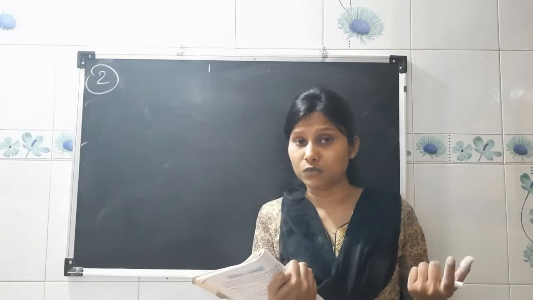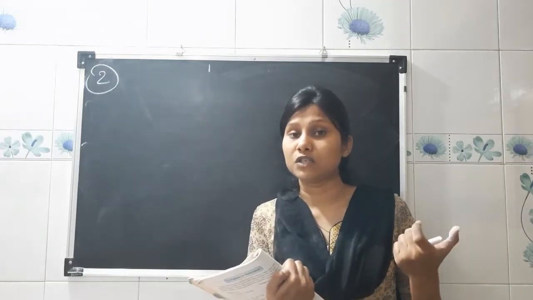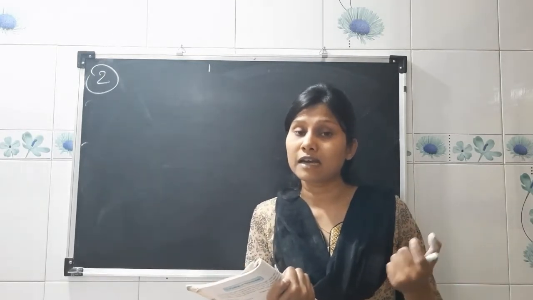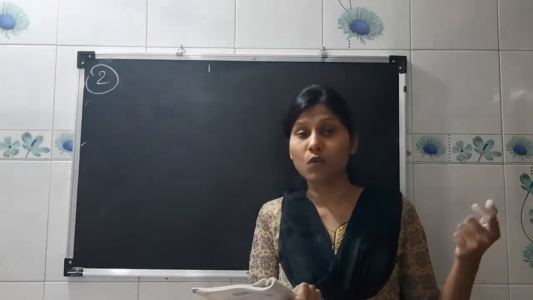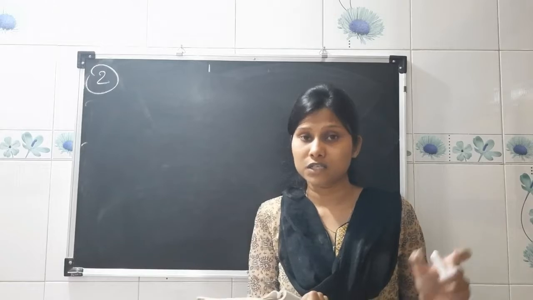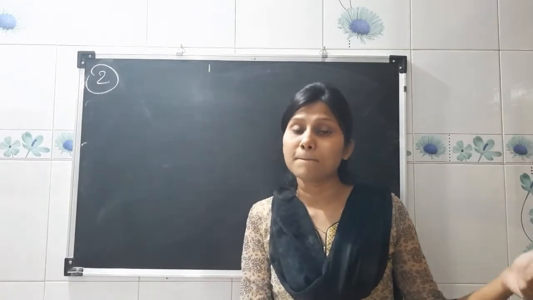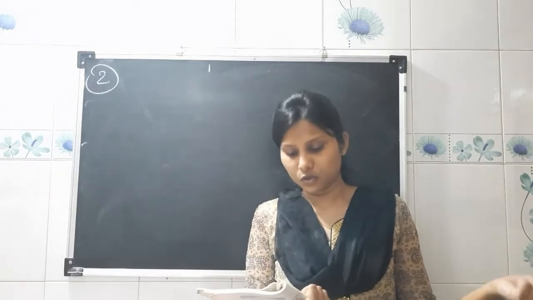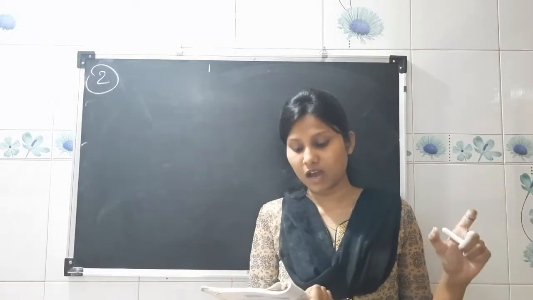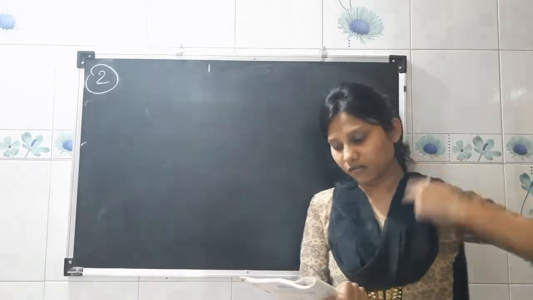See here, the word altogether is used. In the previous sum, the word left was used. So when the word left is used, we have to understand that we have to do subtraction over there. Okay, now here in this sum, the word altogether is used. So if words like together, sum, total are used, then we have to add both the figures.